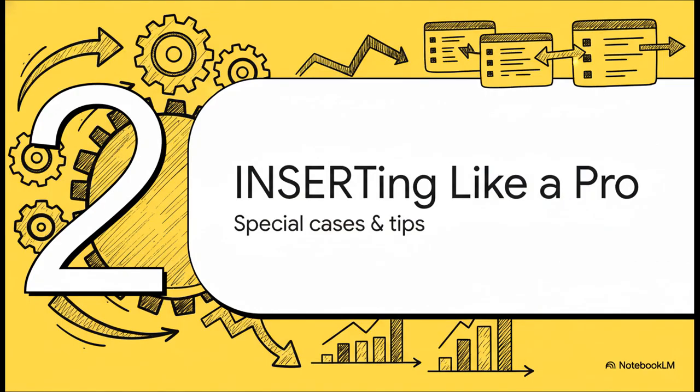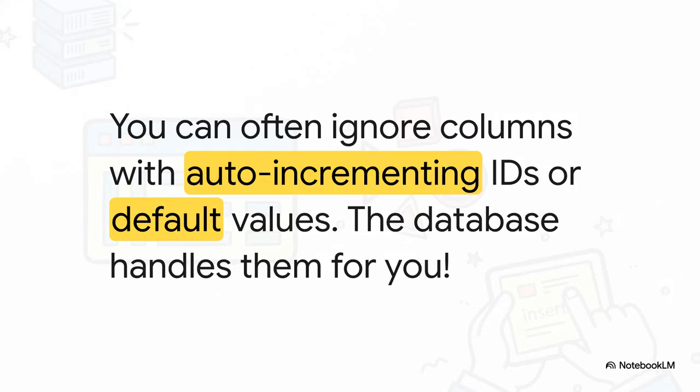So, you've got the basics down. That's the fundamental move. But in the real world, you're going to want to be a bit more efficient. So let's look at a couple of pro tips that'll save you a ton of time and effort. Okay, this one is a fantastic time saver. Did you notice how we didn't specify an employee ID for Jane Doe, but the database gave her the ID of 9 anyway? That's because that column is an auto-incrementing key. The database just handles the numbering for us automatically. The same thing goes for any column that has a default value setup. You can just leave them out of your insert statement. The database takes care of it.